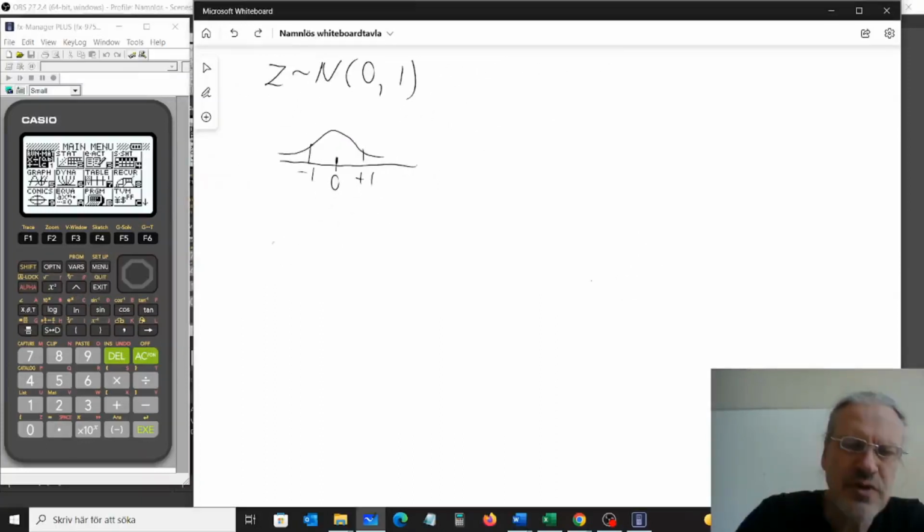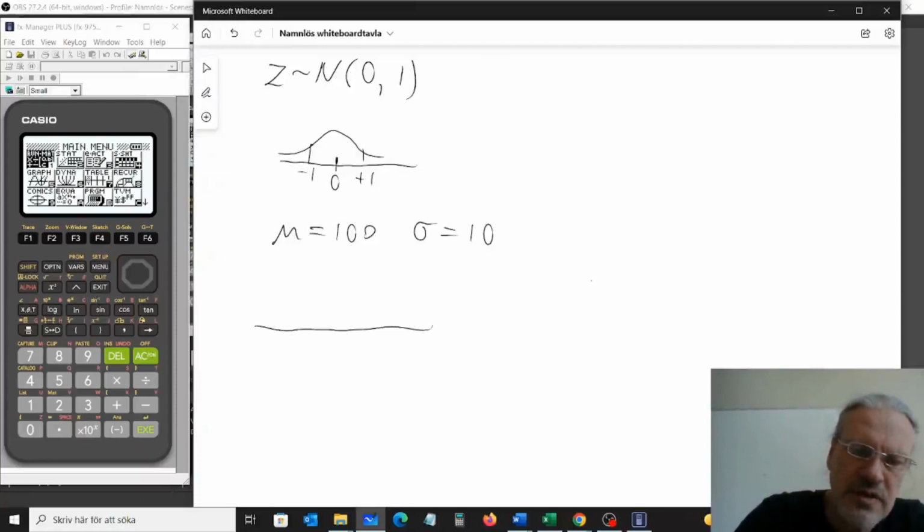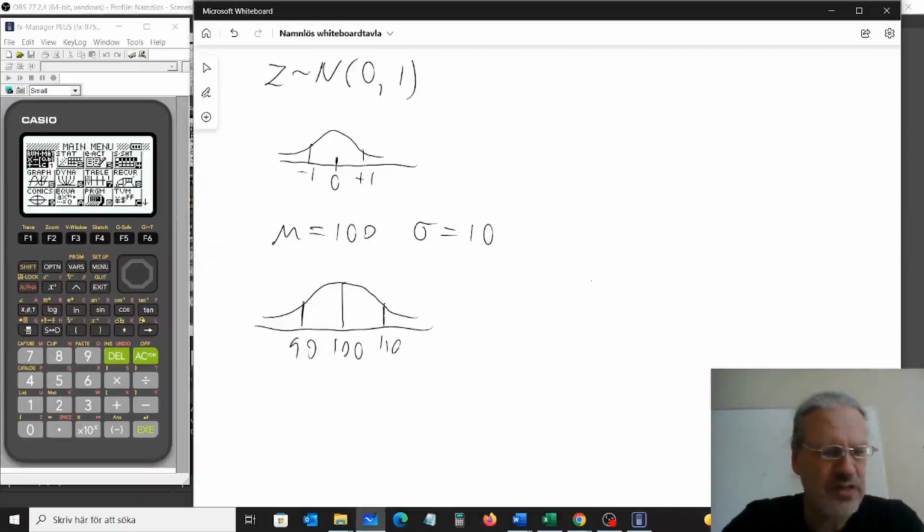Say we have a distribution with an average of 100 and a standard deviation of 10. So it will look something like this, right? We have a curve like this. We have 100 in the middle, 1 standard deviation away, 110 and 90 there, right? So that will be the general shape of this.